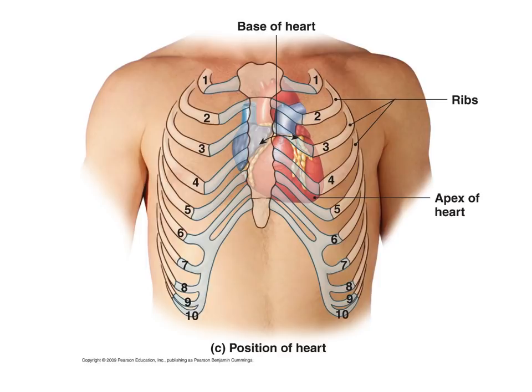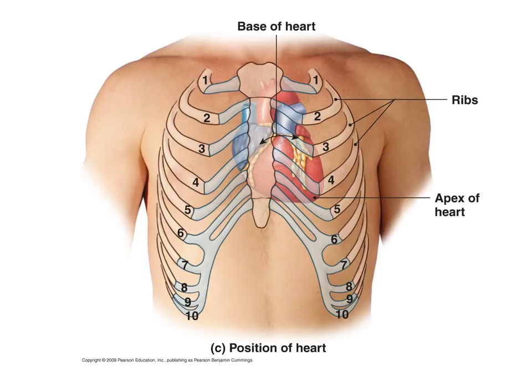Two-thirds of the mass of the heart is actually located to the left of midline. The heart has both an apex and a base. The apex is the inferior pointed tip of the heart. The apex is tipped to the anterior, inferior, and to the left of the midline, and can be found at approximately the left fifth intercostal space.